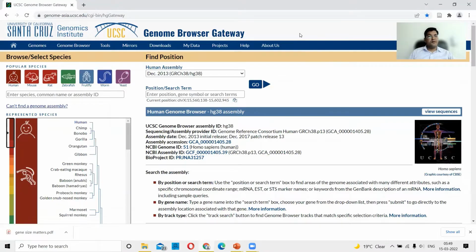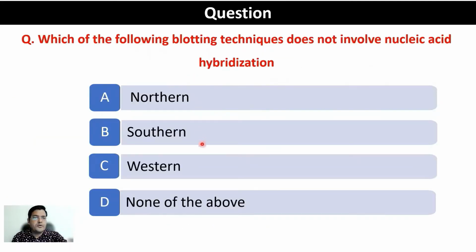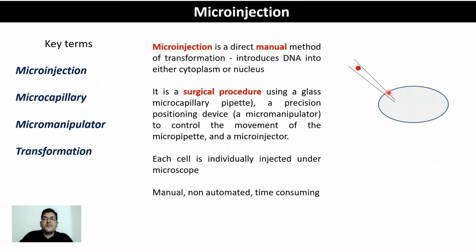So this brings us to the Genome Asia page of the UCSC Genome Browser. Vectors, origin of replication is found in between gene 4 and gene 2. Both northern and southern are examples of nucleic acid hybridization, which is present in a micro syringe.